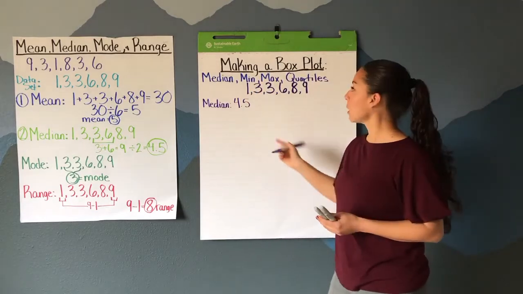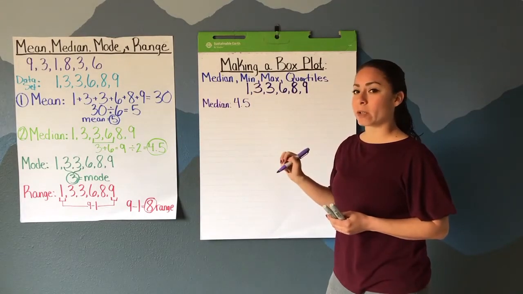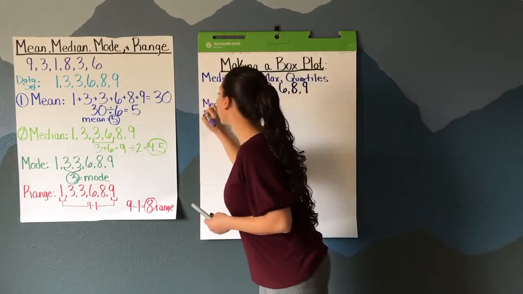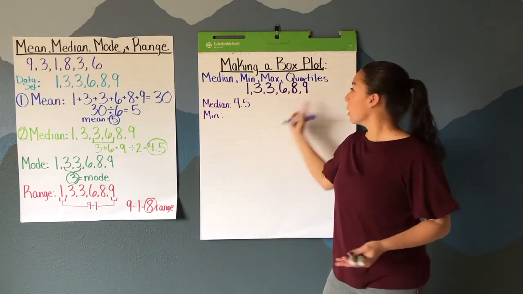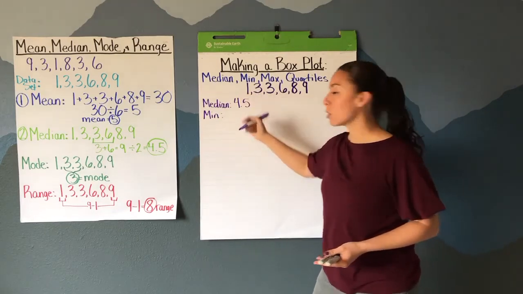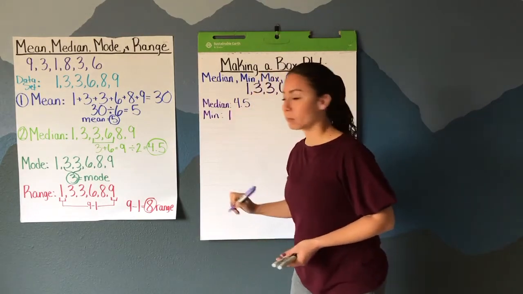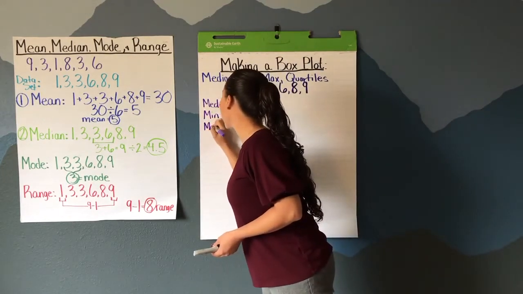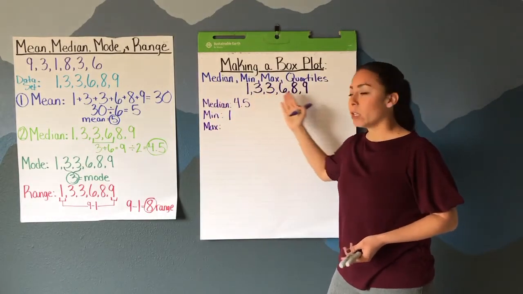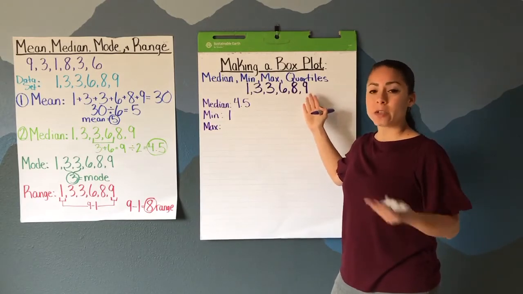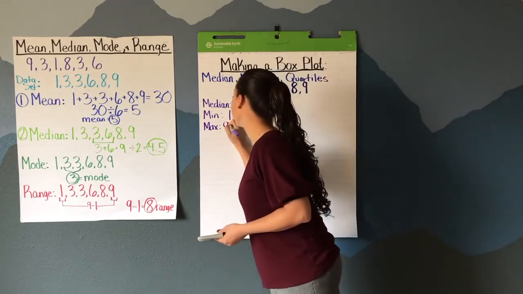Okay. The next two things we're going to find are the minimum and the maximum. Those, of course, are pretty easy. The minimum is just the least number in the data set. So the least number we have here is 1, so your minimum is going to be 1. The next easiest one to find is the maximum, because the maximum is just the greatest number in your data set. The greatest number we have here is 9, so that's going to be your maximum, which is 9.